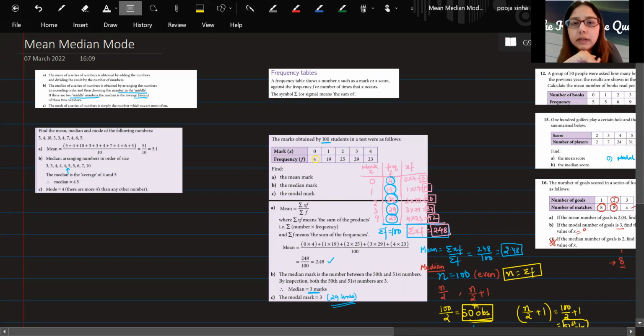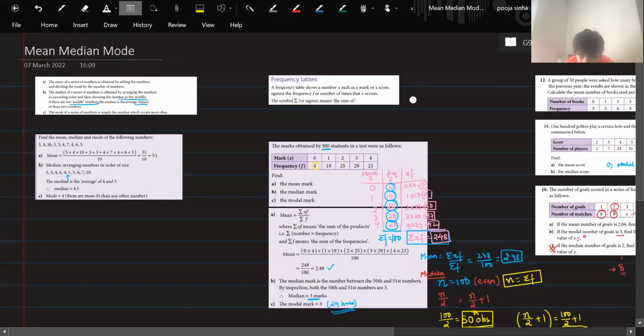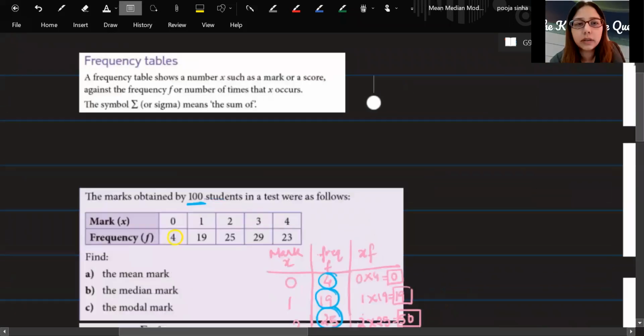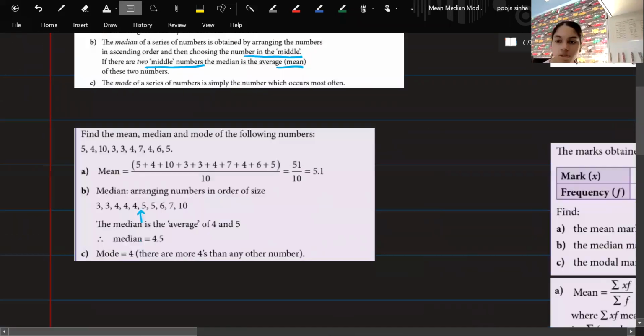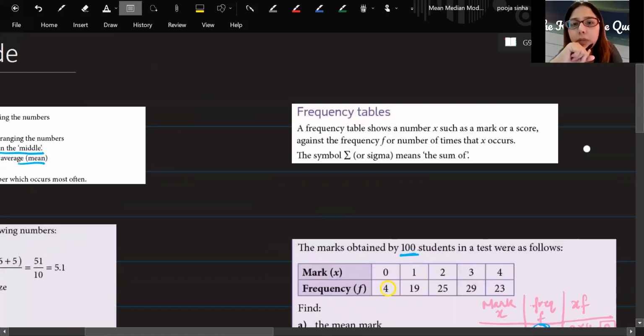What is median? Median is always the middle number. The middle number. Very good. And what is mode? Mode is the most frequent number. Very good. What happens when we have a frequency table? What do we do when we have a frequency table?